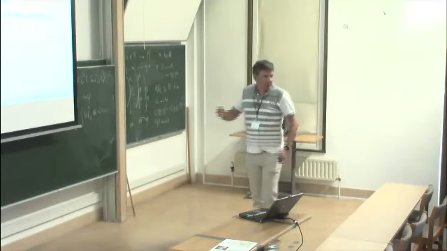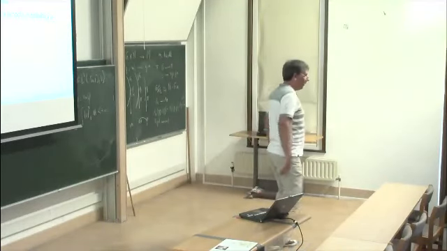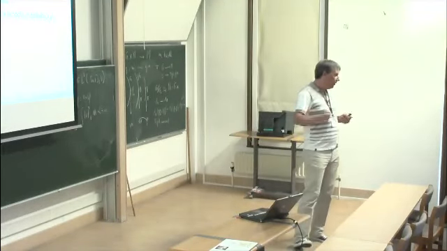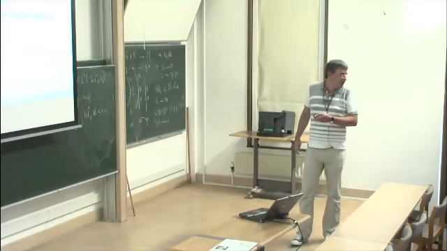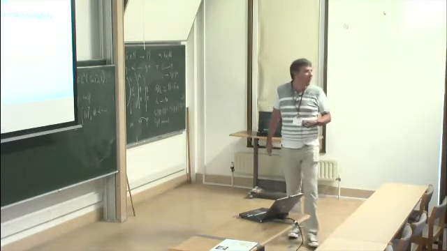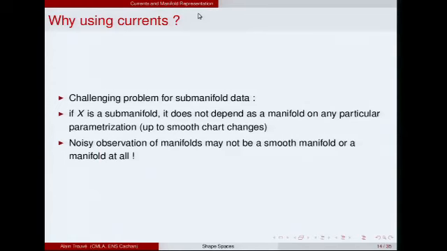And if I look at noisy observations of a manifold, because in segmented data you usually have a lot of noise, and for instance in fiber tracks you have interruptions, you have many bad things, the observation can be something which is not a smooth manifold, or not a manifold at all. So we have to think about that problem.